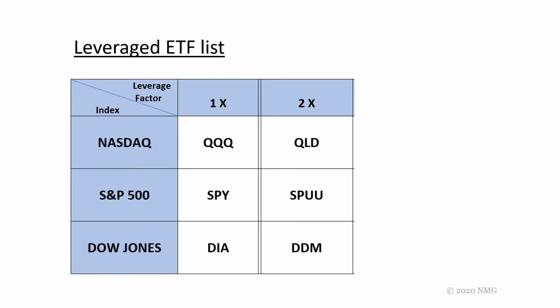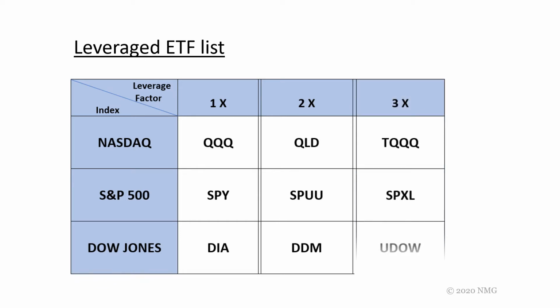For S&P, the 2 times leverage ETF is SPUU, and for Dow Jones it is DDM. Similarly, TQQQ amplifies the movement of Nasdaq by 3 times. If Nasdaq moves by 1%, TQQQ moves by 3%. The 3 times leverage ETFs for S&P and Dow Jones are SPXL and UDOW.